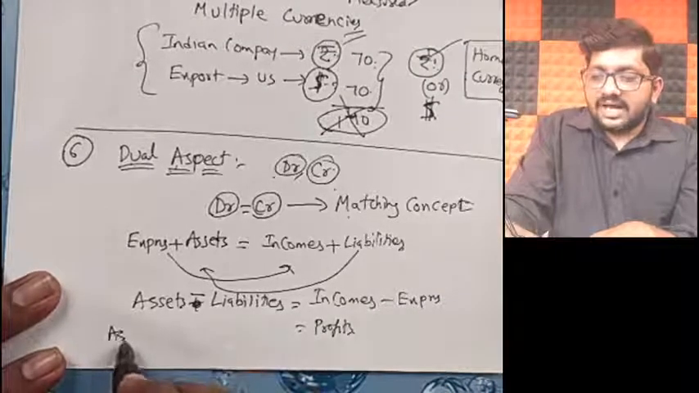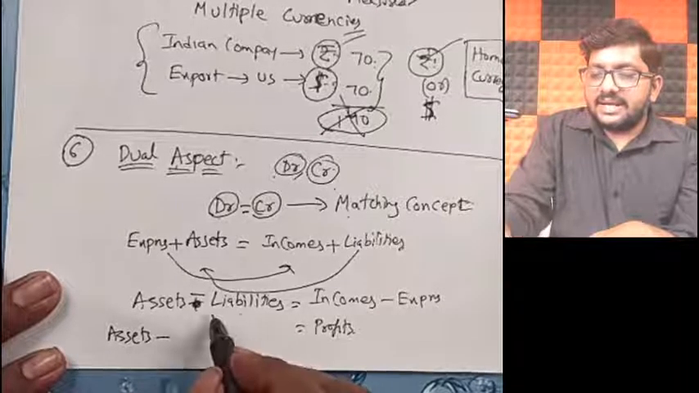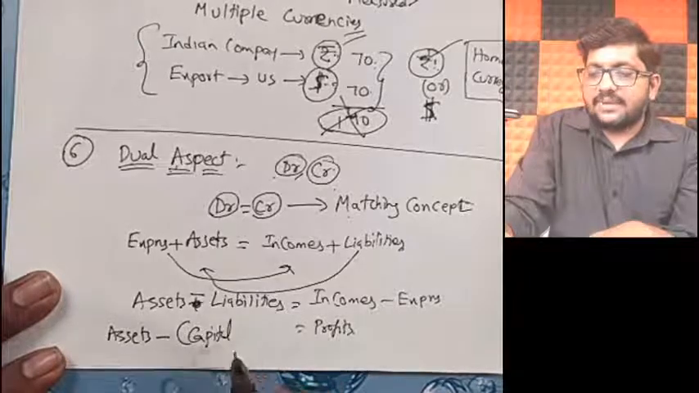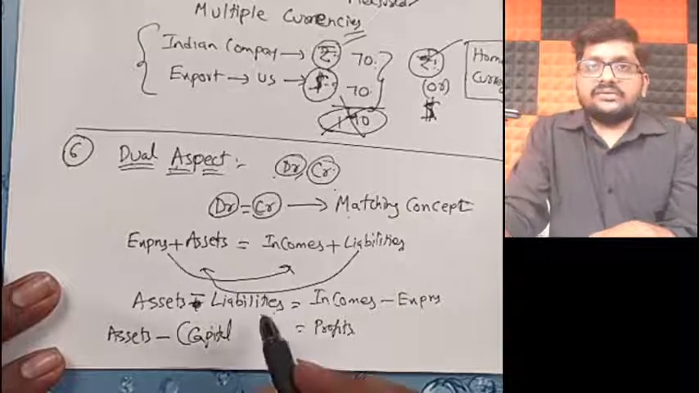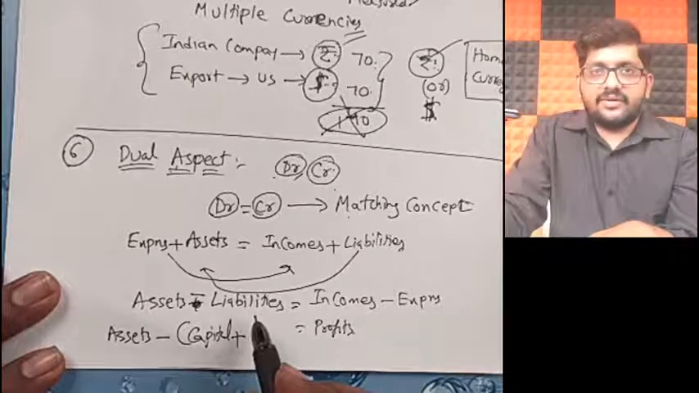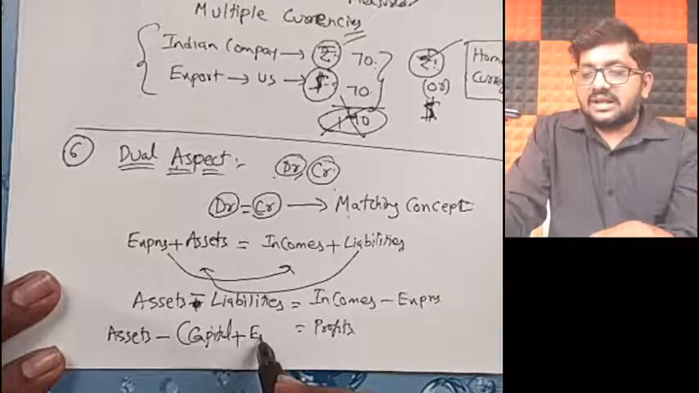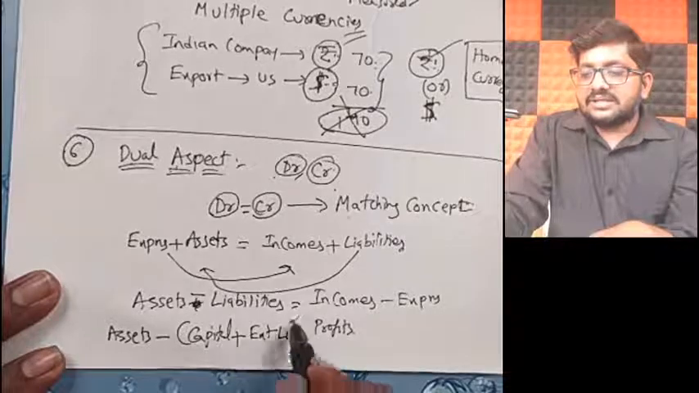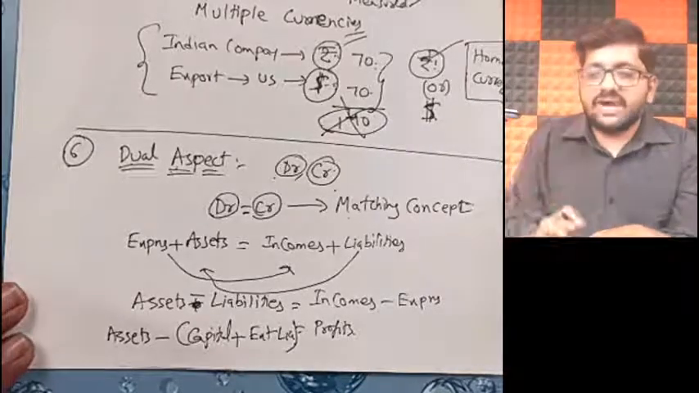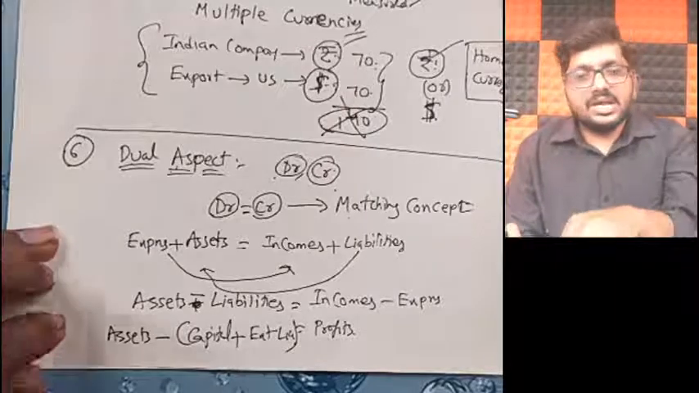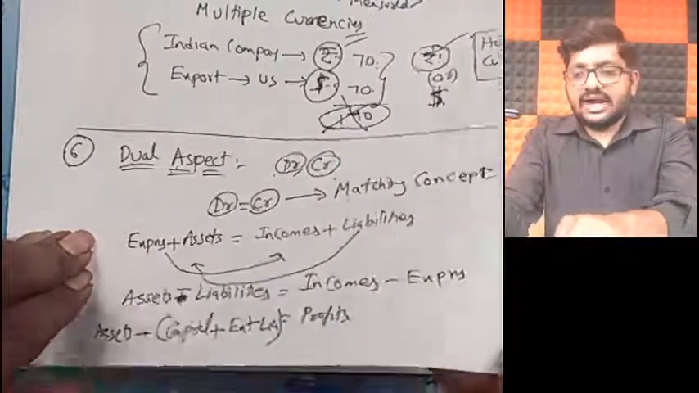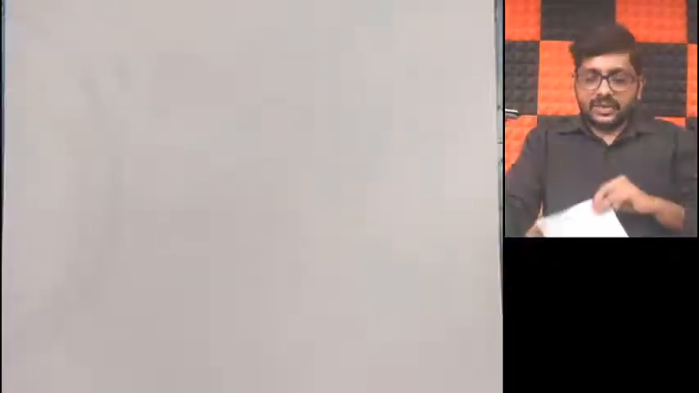Now this assets minus liabilities, I'll break the liabilities into capital plus external liabilities. Capital means our own owner's liability, the owner's money that we have to give. External liabilities, when I say other than the owner, to whomever we have to pay, we call them external liabilities. Okay now friends, if at all I reshuffle this again, I will get it in this way.